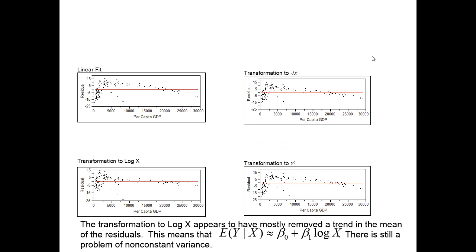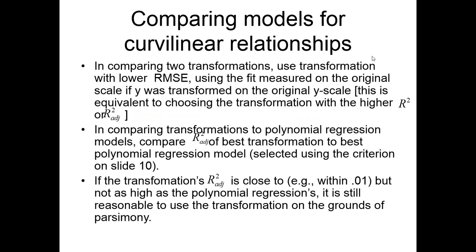So plotting actually helps a lot while fitting a polynomial regression or doing certain kinds of transformations to fit data. It's always good to visualize your data first before fitting any of these regressions. I have already said this: in comparing two transformations, use the transformation with lower root mean square error. That's one statistic, or one metric, used while comparing or evaluating models. The one with the least root mean square error is to be used finally. In comparing transformations to polynomial regression models, compare R square.